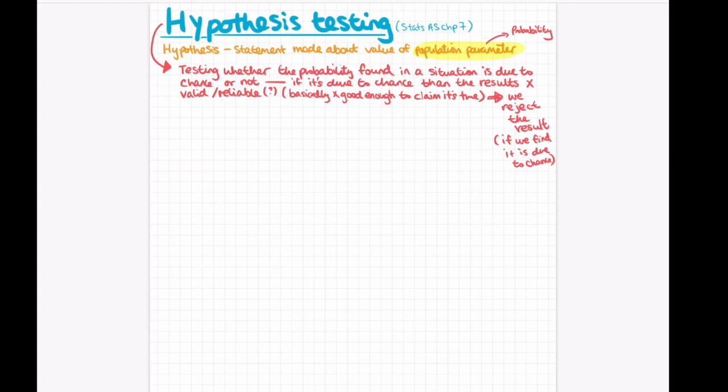So basically, hypothesis testing is just testing whether the probability found in a situation is due to chance, or whether it is actually accurate. If it is due to chance, like by chance I went to buy ice cream when it was sunny and not because it was sunny, if that's just a coincidence, then it's not valid, it's not reliable, and so it's not good enough to say that it's actually true, and therefore we will reject the result.